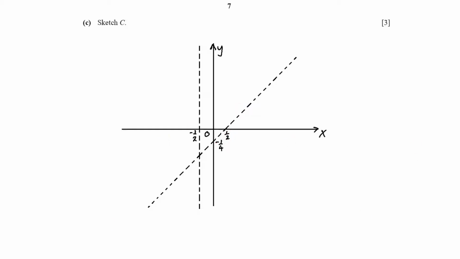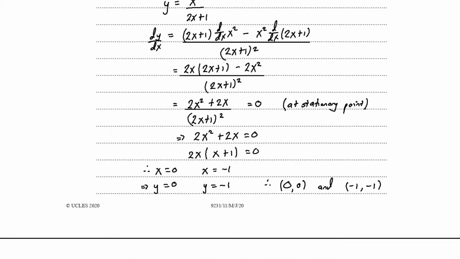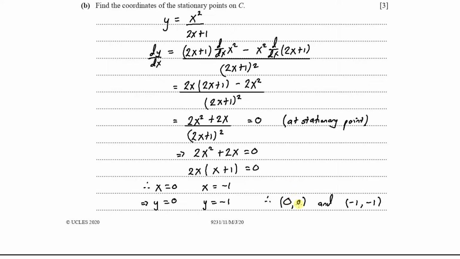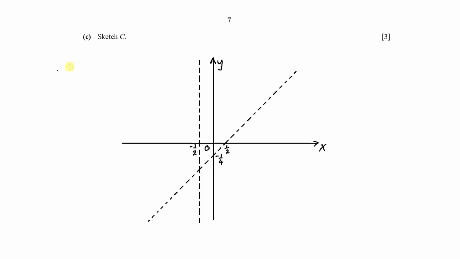So we can now make a sketch. We also have to consider the turning points, so that's at (0, 0) and (minus 1, minus 1). So it'll come out like this, with the minimum point at (0, 0). And the other part of the graph will be like this. So we now have the sketch of C, and that's how we do it.